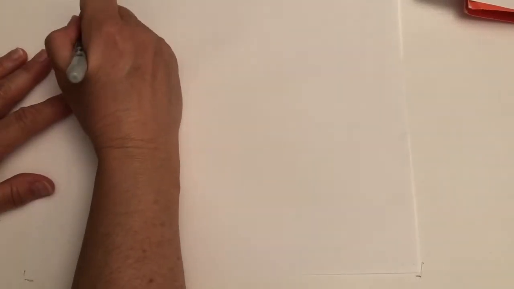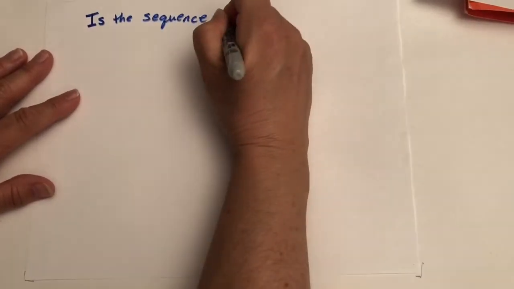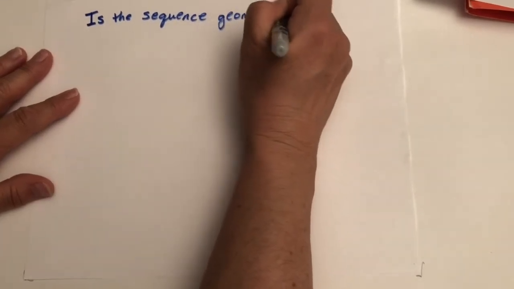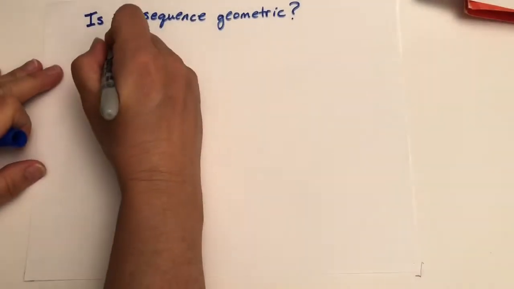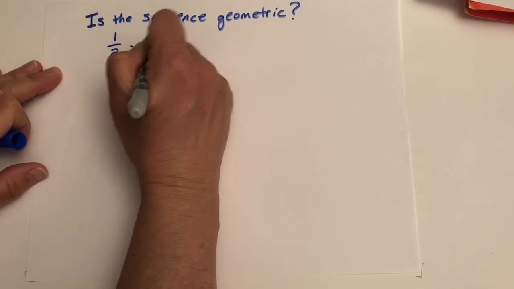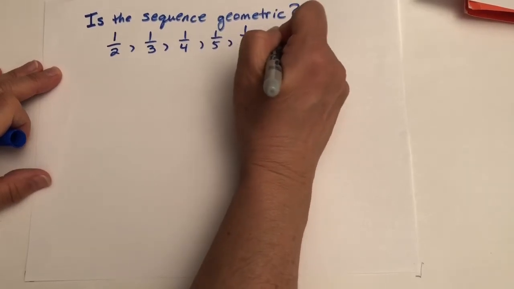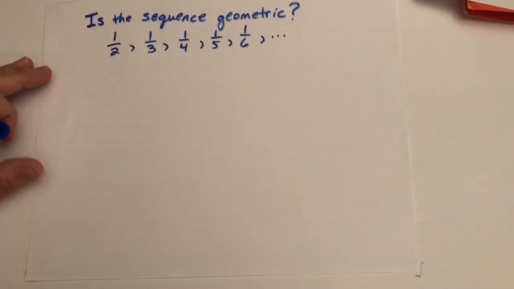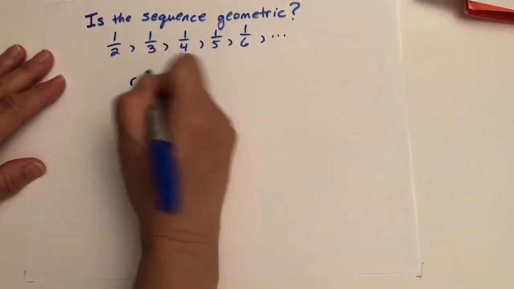So the question is, again, I didn't write the question again, but the question will be the same. Is the sequence geometric? Maybe I'll write that here so we know. And the sequence that we're going to be looking at is this: 1/2, 1/3, 1/4, 1/5, 1/6, and so on. So again, our test to see if it's geometric is to see if we have a common ratio. So I'll just start with the first two terms.